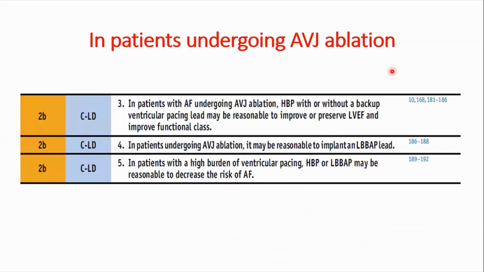What about the patient undergoing AV node ablation for atrial fibrillation? It's now a class 2B to implant a His bundle lead with or without a backup lead, or implant a left bundle branch area pacing lead. This is also new. And in general, when you are implanting a pacemaker and there's expected substantial RV pacing, His bundle pacing or left bundle branch area pacing may be considered to reduce the risk of atrial fibrillation. This emphasizes the fact that dyssynchrony is arrhythmogenic, not just for the ventricle, it's also arrhythmogenic for the atrium.